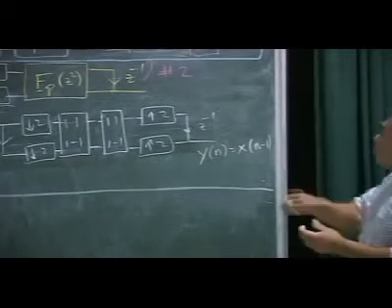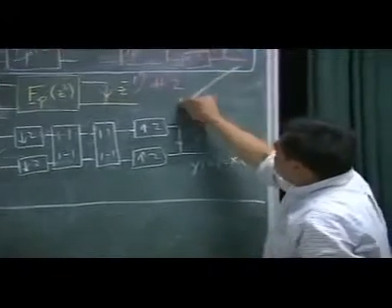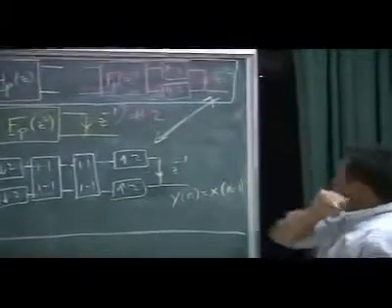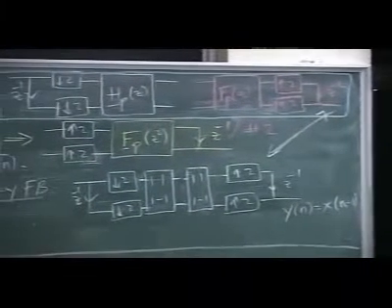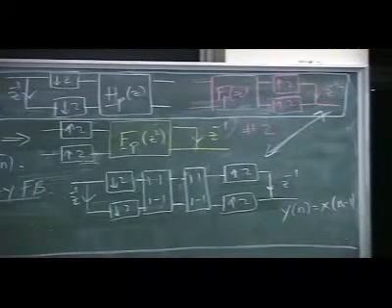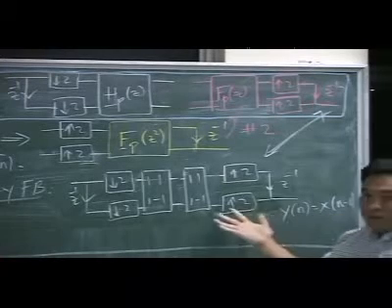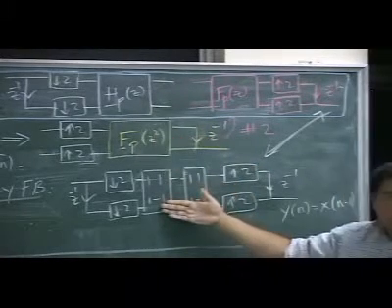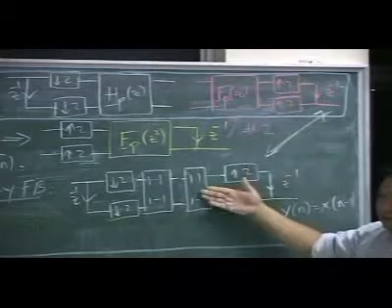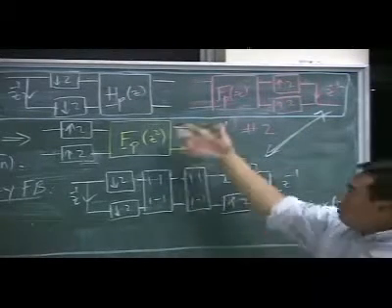Now compare this form to this form. What's the difference? They look very, very similar, right? HP is a matrix, FP is a matrix. In this case, they are both constant.